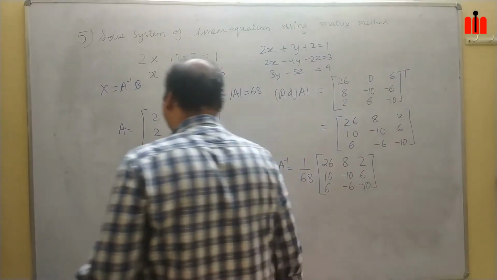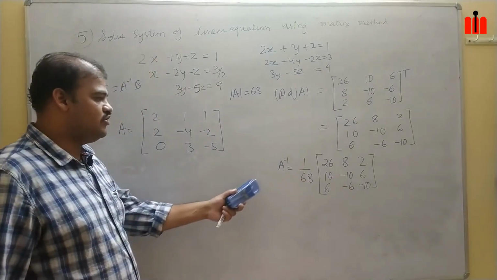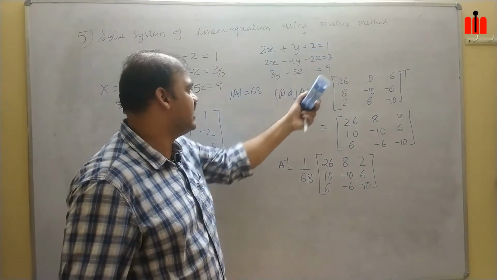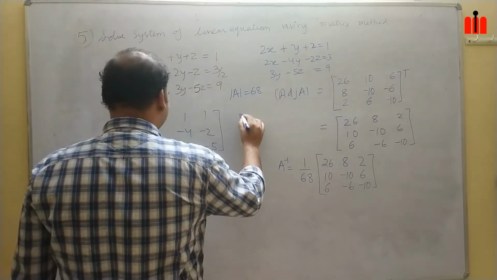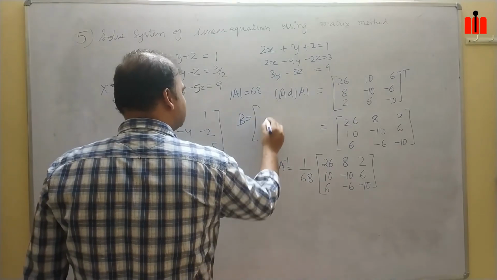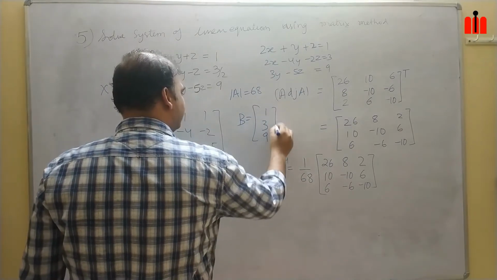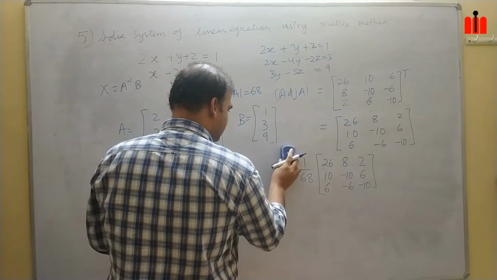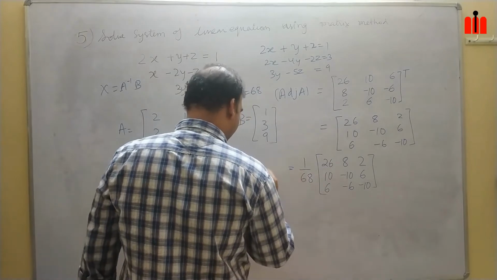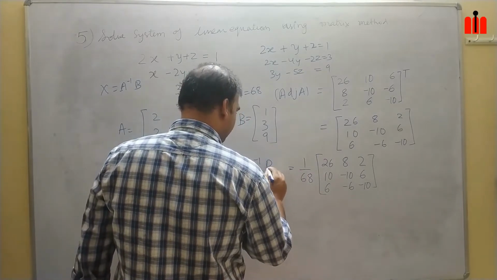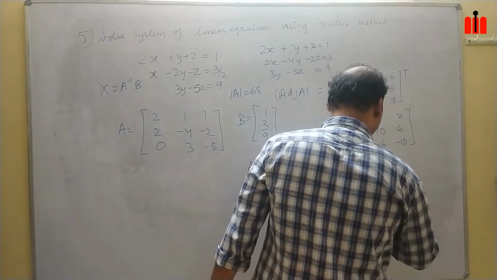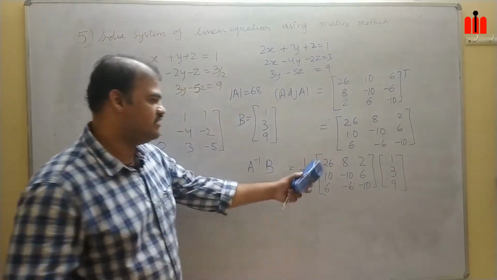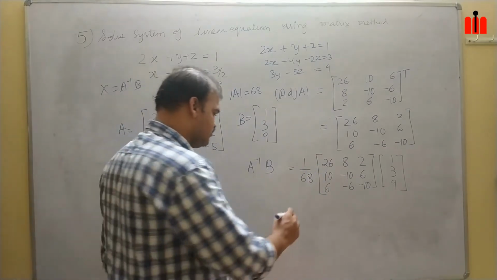Now for x, what we have to do? We have to multiply A inverse with B. So what is B here? B matrix is 1, 3, 9, the constant terms over here. This is the A matrix. So I will do A inverse into B, multiplying with 1, 3 and 9. So what will it be?